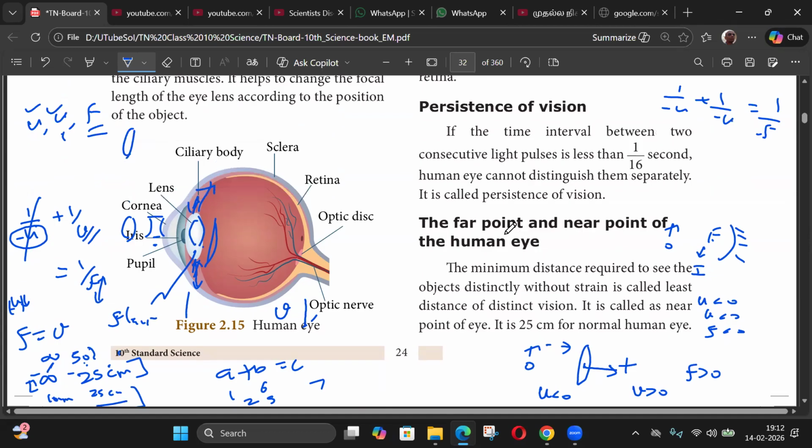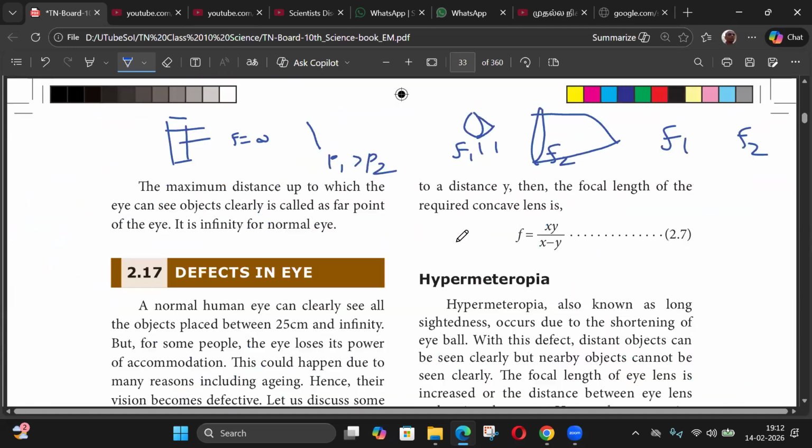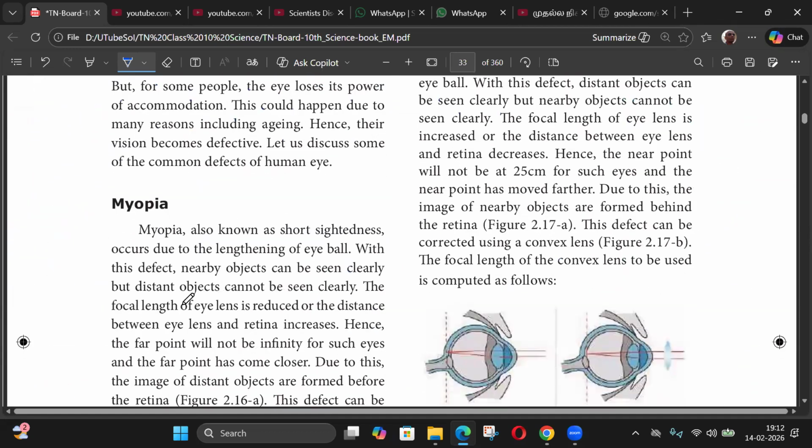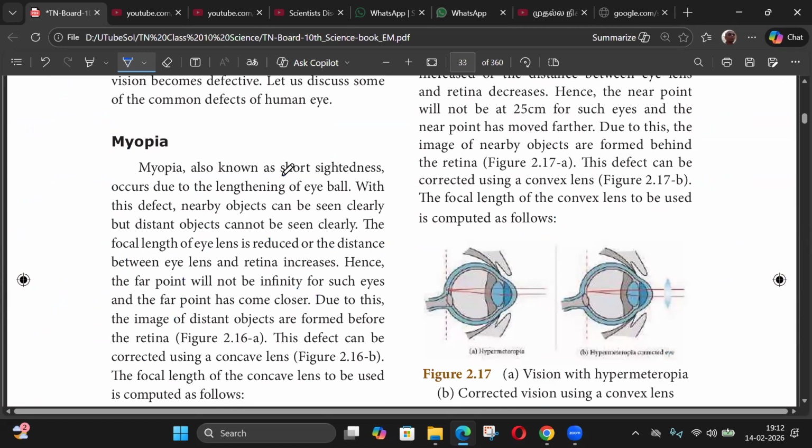Power defects. Myopia, short sightedness, you can see the nearby objects. That is student. That way you can remember. Student cannot see the board.